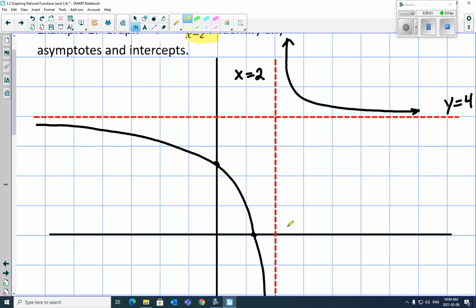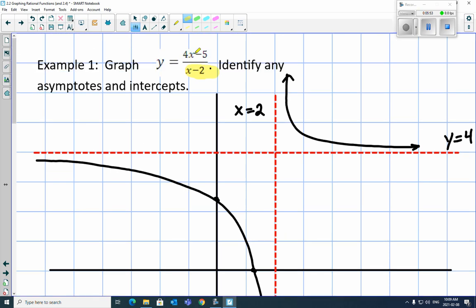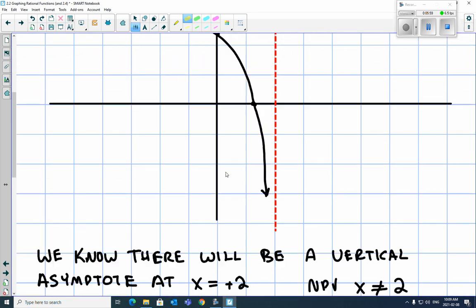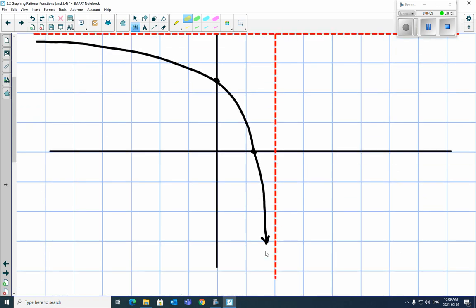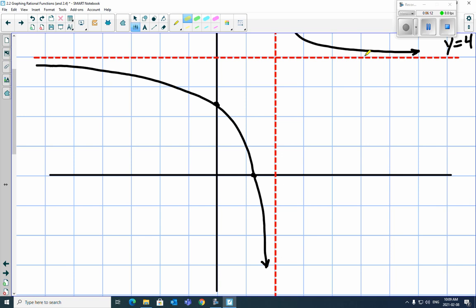Now, what's changed, though, is, look, the degree of the top is a 1, and the degree of the bottom, the denominator, is also 1. So to find the horizontal asymptote, we need to take the leading coefficients, which is 4 divided by 1, which is 4. So we now have a horizontal asymptote at 4. And we do dotted lines here, and we label them, y equals 4, and then the vertical was x equals 2.